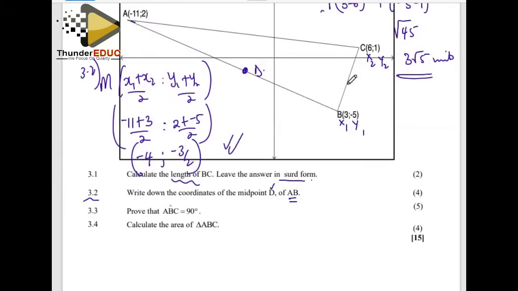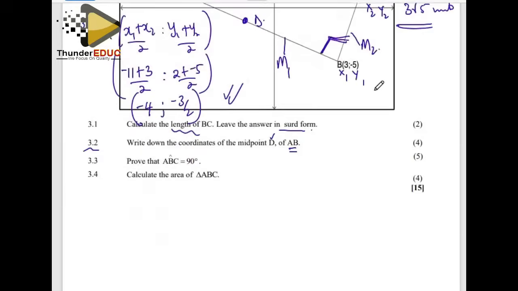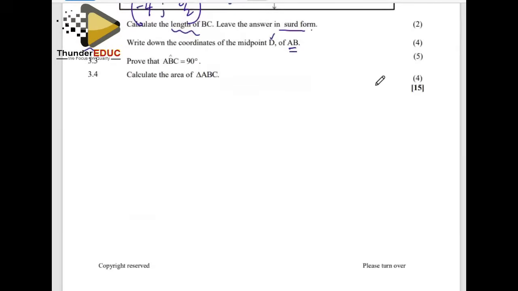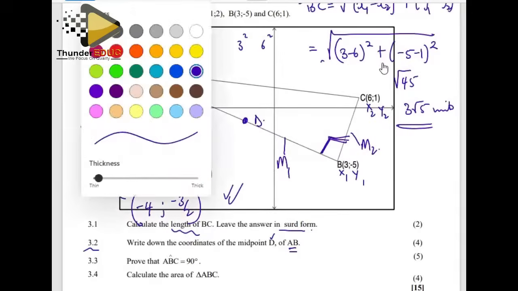And then, can we prove that ABC is 90? So they want us to prove that this angle is 90. Now, one thing we know, if lines are forming a 90, the gradient of one multiplied by the gradient of the other must give us negative 1. So I'm going to find the gradient of AB multiplied by the gradient of BC. Remember, gradient is change in y over change in x.